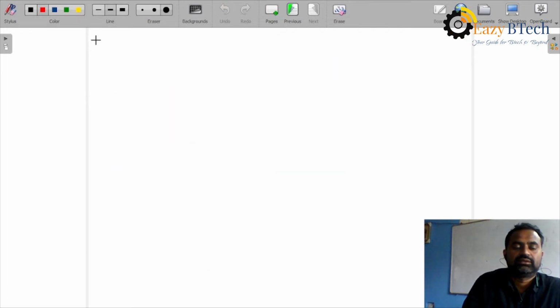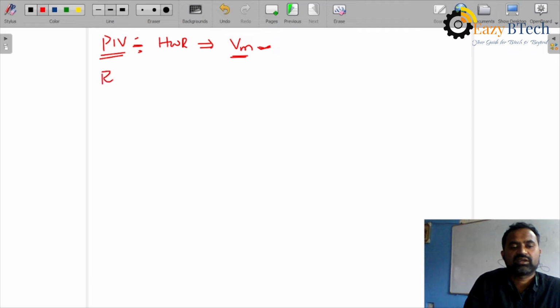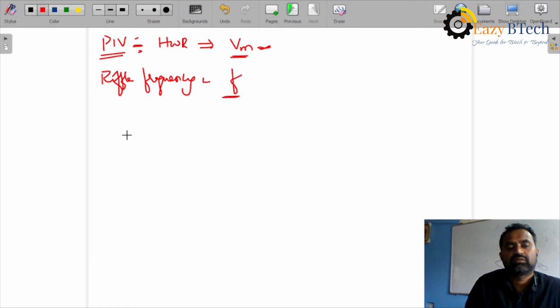Next, peak inverse voltage. Peak inverse voltage of half wave rectifier is Vm. It means the reverse voltage withstood when the diode is reverse biased, that is Vm. Next, ripple frequency. Ripple frequency is f. These are some parameters of half wave rectifier.